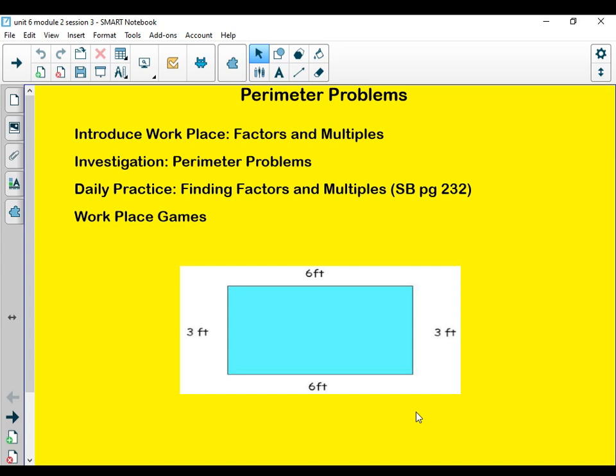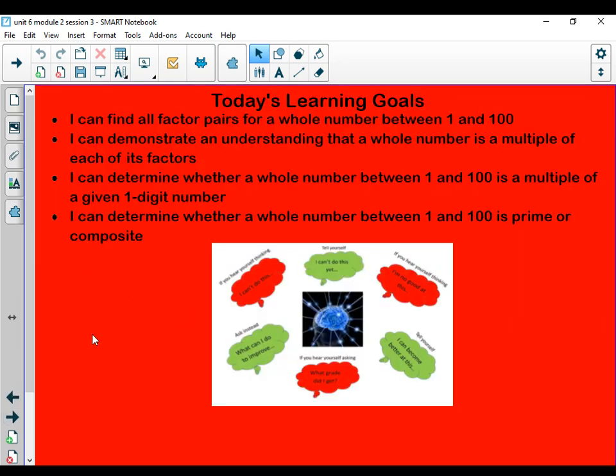I'm going to take you through Module 2, Session 3, and we're going to work through some perimeter problems and area problems, not knowing the dimensions of a quadrilateral. So let's get started. Here are the learning goals. We are going to use factors, multiples, and working backwards to solve these problems. So make sure you remember.